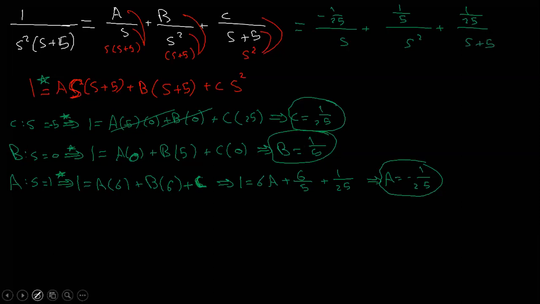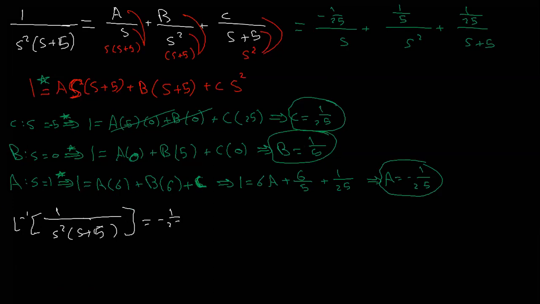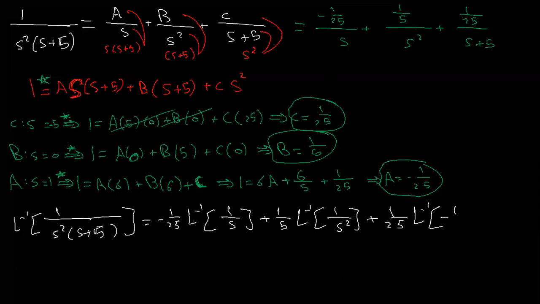Let me go back to the white one and find the inverse Laplace. So the inverse Laplace of my fraction, which is S squared times S plus 5, is given by the inverse of the first one: take the number outside, -1 over 25, Laplace inverse of 1 over s. And also here I have 1 over 5 as a constant, so take it out. So you have inverse Laplace of 1 over s squared, plus 1 over 25 as a constant, Laplace inverse of 1 over s plus 5.